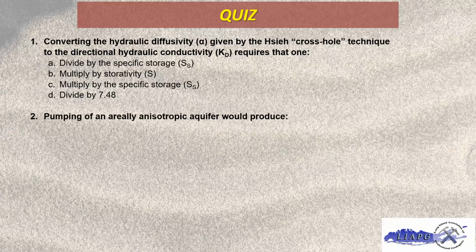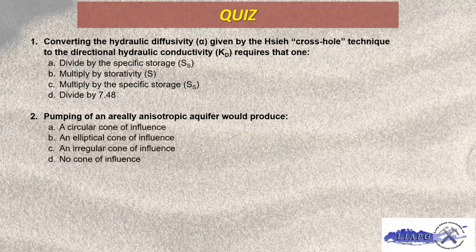Pumping of an anisotropic aquifer would produce a circular cone of influence, an elliptical cone of influence, an irregular cone of influence, or no cone of influence. Give you a second there to throw your answers out. Should be pretty easy. Well, folks, the answer is B, an elliptical cone of influence.